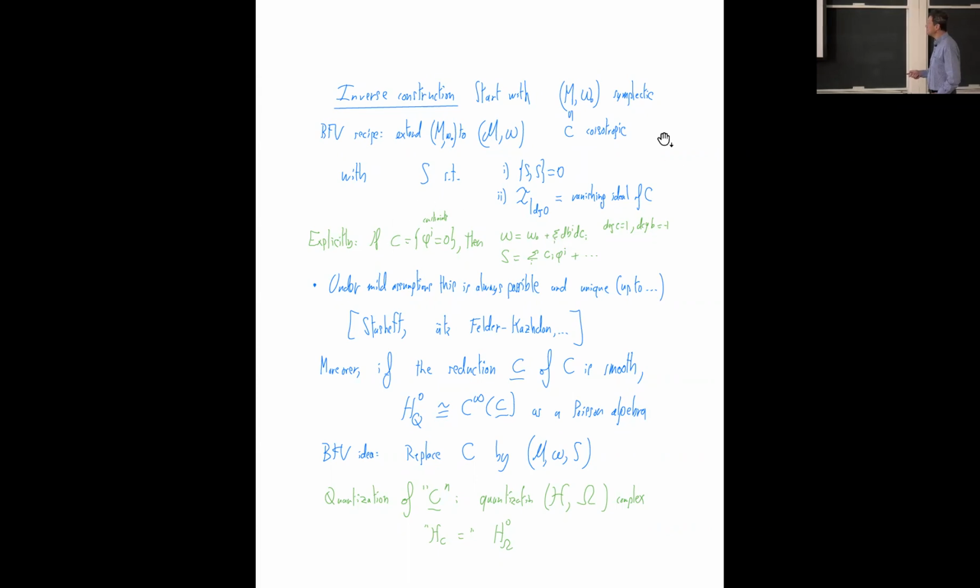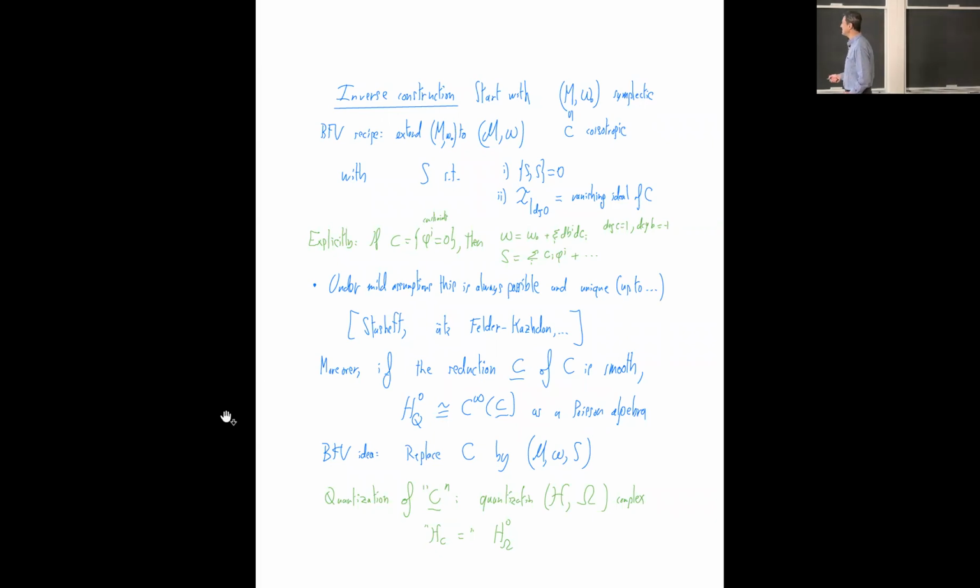And the other observation is that not only can you do this construction, but it's also essentially unique. So this curly M and omega are unique up to two kinds of operation. One is, of course, symplectomorphisms that are compatible with S. And the other one is adding trivial pairs. Now you add new, say, B and C variables, but with some trivial cohomology. This is another equivalence that you have to allow.